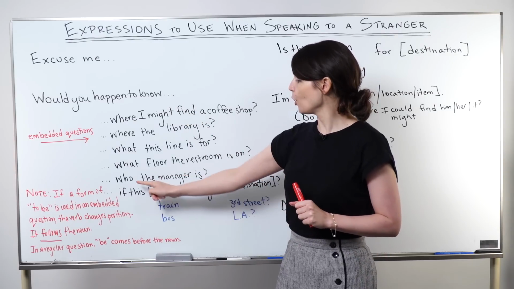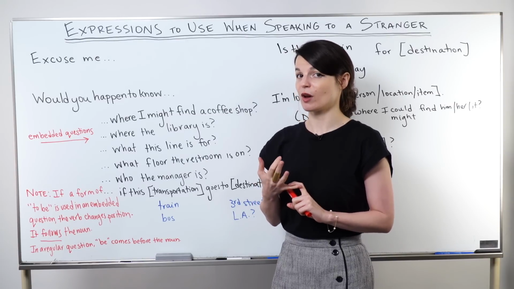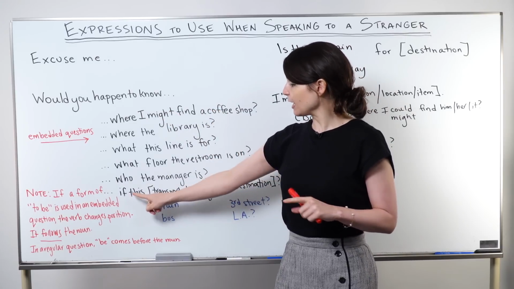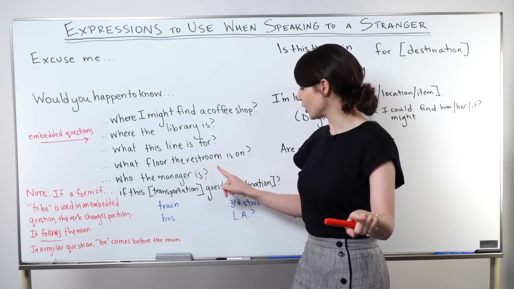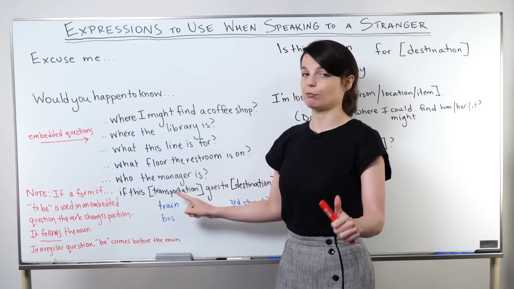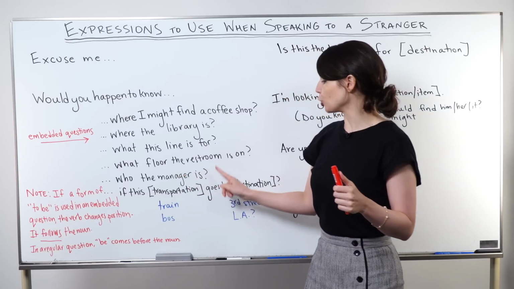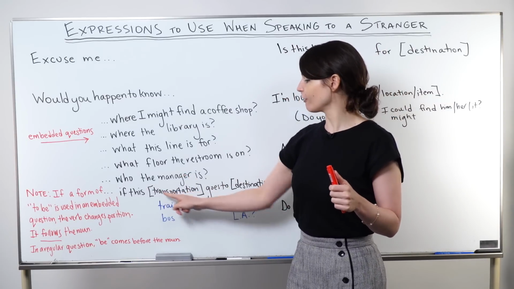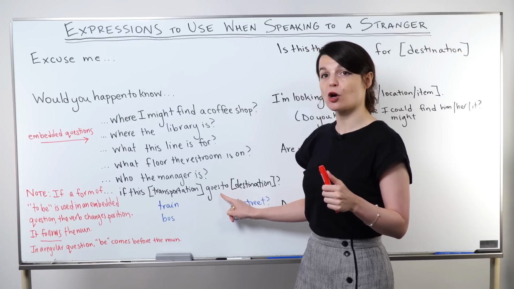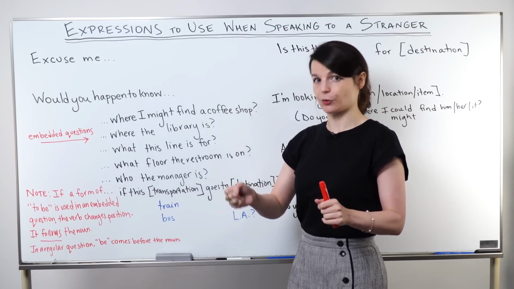Would you happen to know who the manager is? So you could use this in a business situation or in a shopping situation. Or would you happen to know if this transportation goes to destination? So transportation here means bus or train or maybe car, I suppose, subway. Goes to. So if this bus or if this train goes, make sure to use goes here because we're talking about train or bus, singular transport.